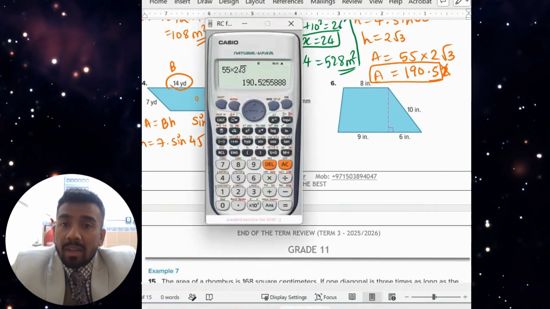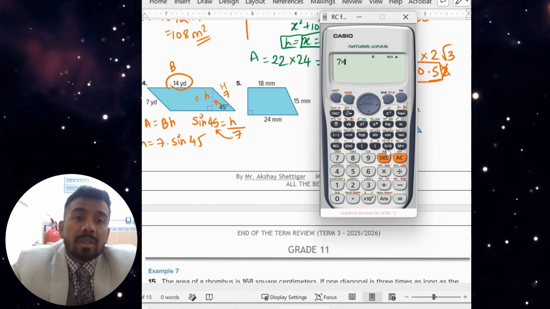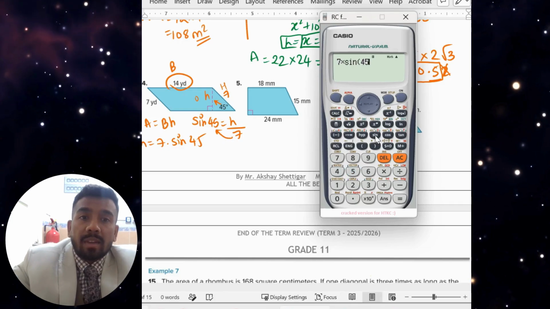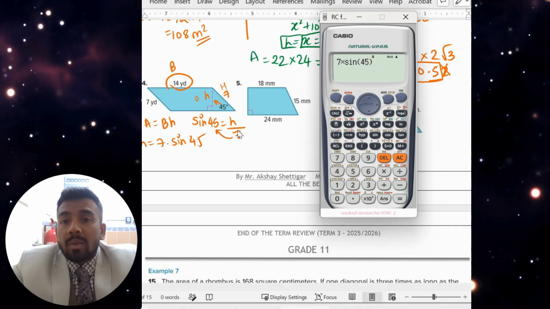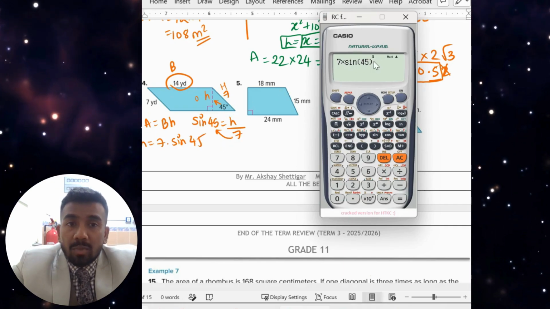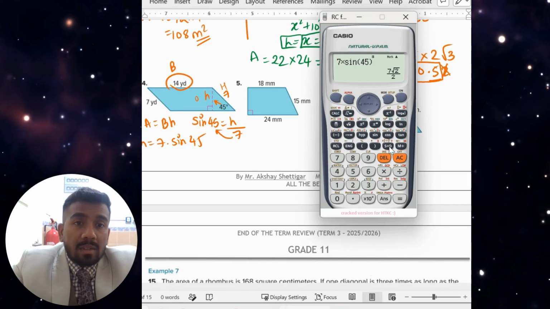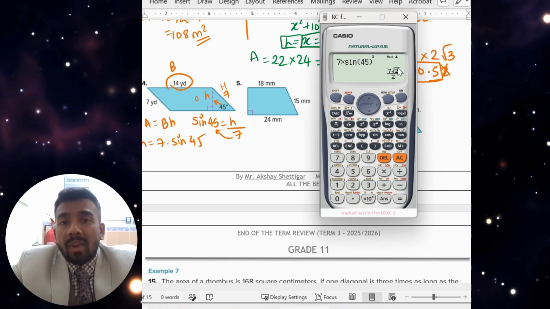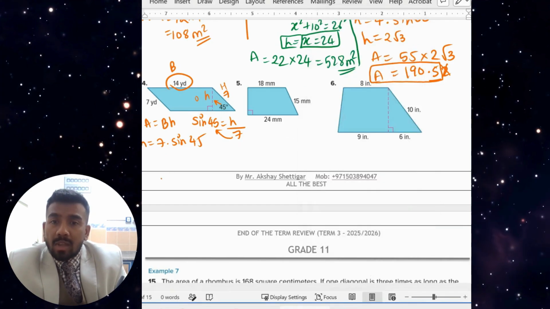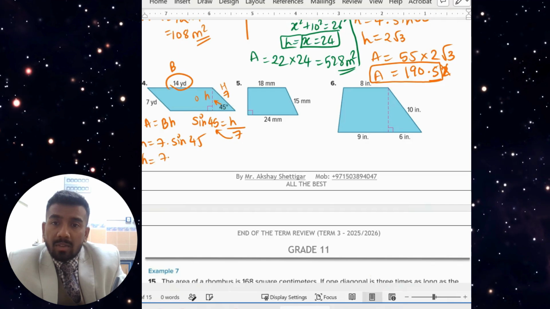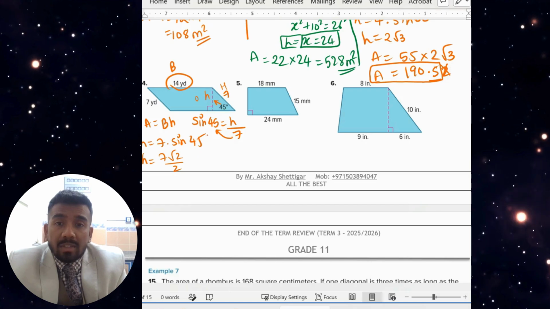Now what's 7 times sine 45? Put it in your calculator. Make sure your calculator is in degree. You can see the D over here because your 45 is in degree. Make sure your calculator is in degree when you click equal. So what's the answer? Let it be in fraction: 7 root 2 over 2. So that's your h, 7 root 2 over 2. That's your height.